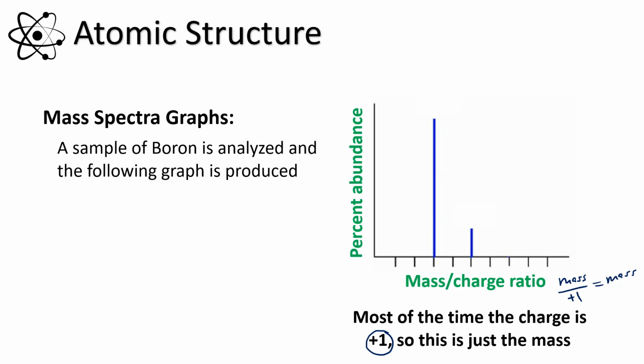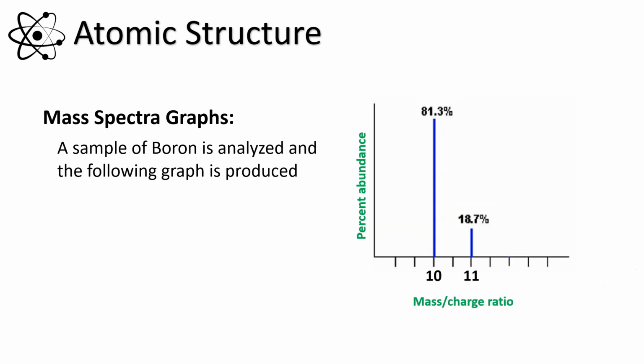The vertical axis is the percent abundance, something you might have heard of before. That essentially is telling you how much of each of those different massed particles there were. Let's minimize that and get all this information out of the way and actually talk about the spectra you would see if you put a sample of boron atoms through one of these instruments.